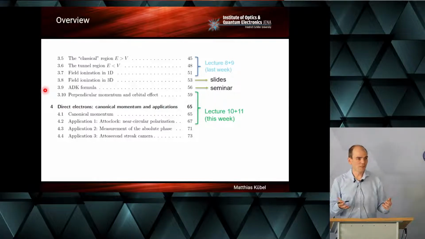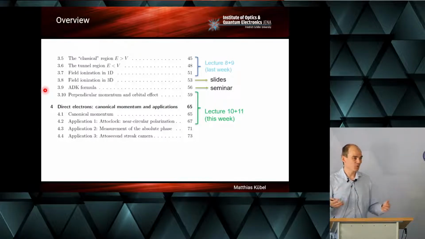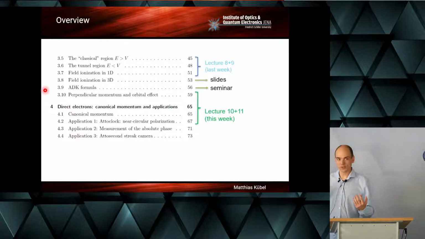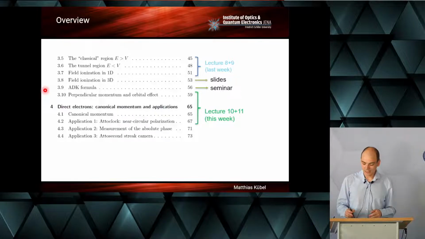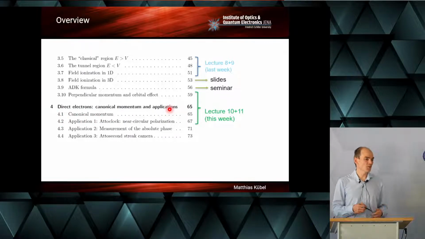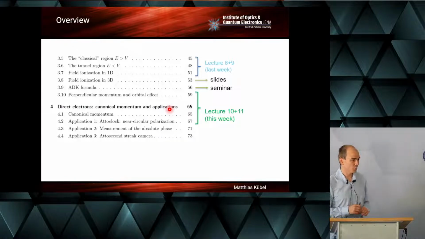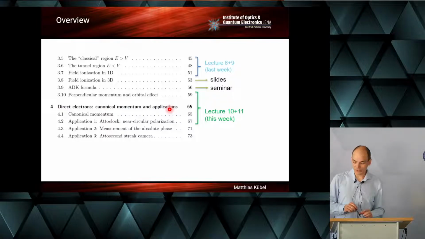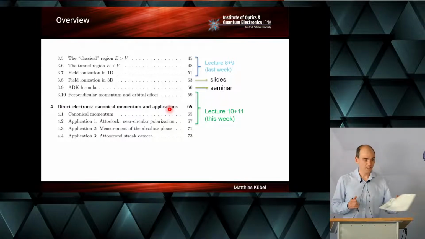which obviously arises when you move from one dimension to three dimensions, yes? Then you have not only the momentum along the polarization, which I would call longitudinal momentum, but also the transversal momentum, or perpendicular to the polarization. And then in the second part, we will return to the photoelectron momentum distributions and first introduce the canonical momentum, and then apply this to a very interesting experiment known as the attoclock experiment.